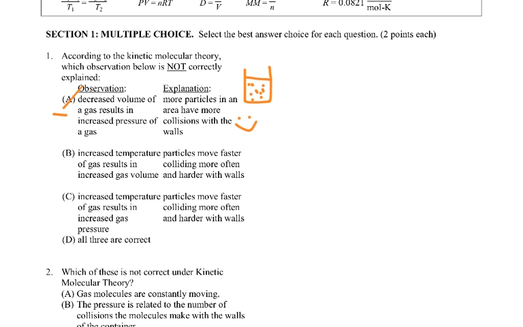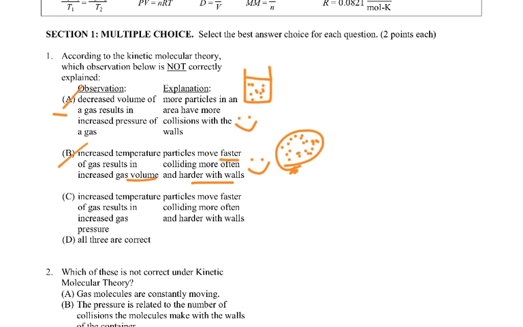B, increased temperature of a gas results in increased gas volume. So they move faster and faster, and they're going to bump into the walls of the container. Particles move faster, colliding more often and harder with the walls. That's a good answer. Like in a balloon, if they move faster and faster, then they're going to collide with the walls of the container, and that's going to push the walls back more. So that's going to increase the volume. That makes sense, so that's not the answer.